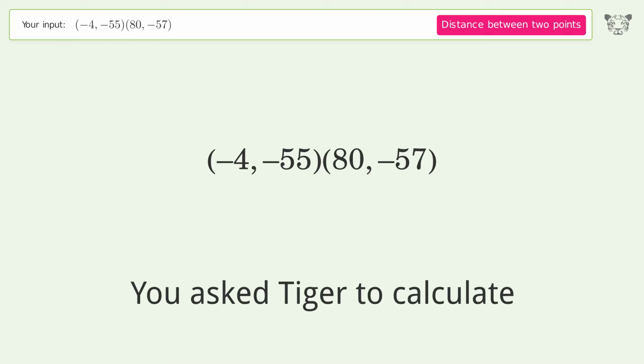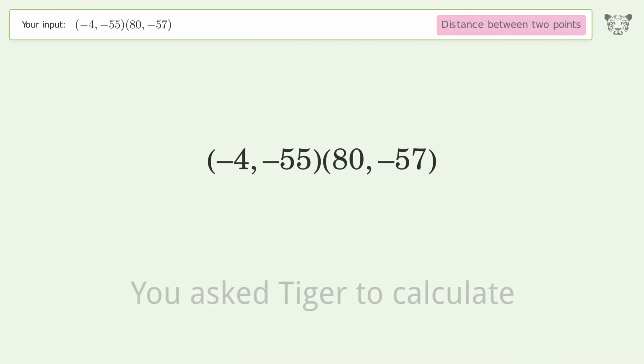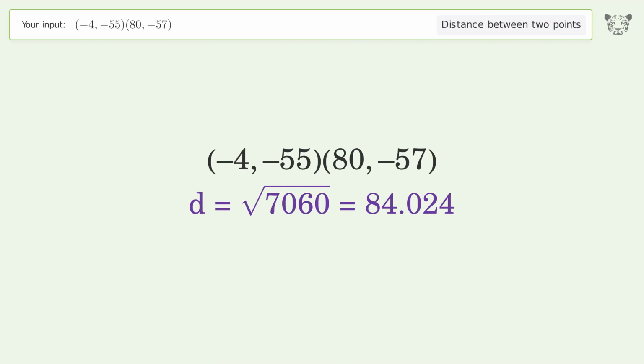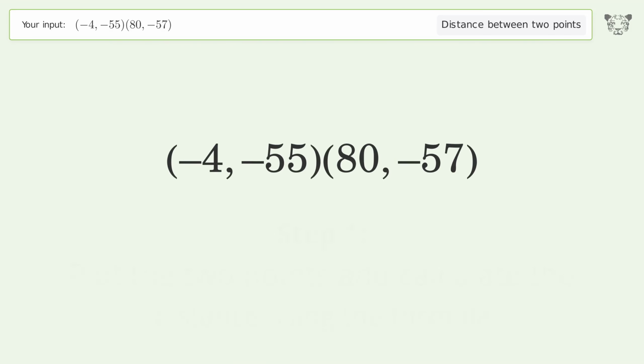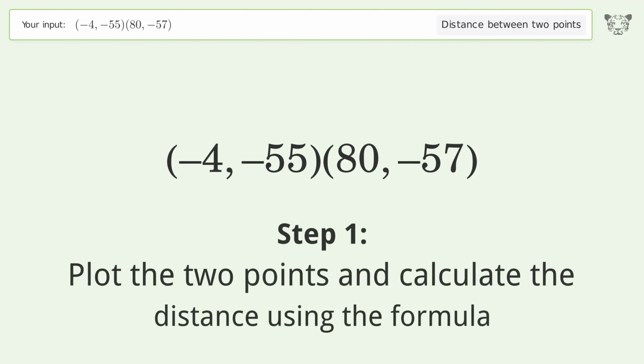You ask Tiger to calculate. This deals with the distance between 2 points. The distance between the 2 points is the square root of 7,060, or 84.024. Let's solve it step by step. Plot the 2 points and calculate the distance using the formula.